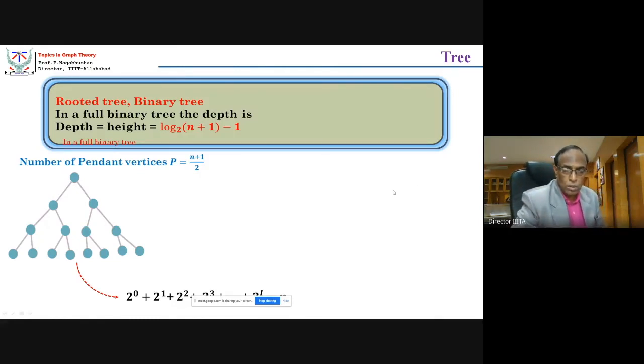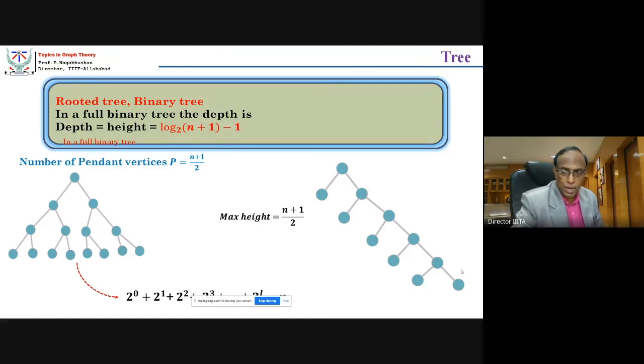So now if it is not a full binary tree, a highly sparse binary tree could be a skew or a linear tree like this. This gives the maximum height, and the maximum height is (n+1)/2. Whereas the minimum height is log2(n+1) minus 1, which we have got to derive. Quite easy to derive, that's not a big issue.